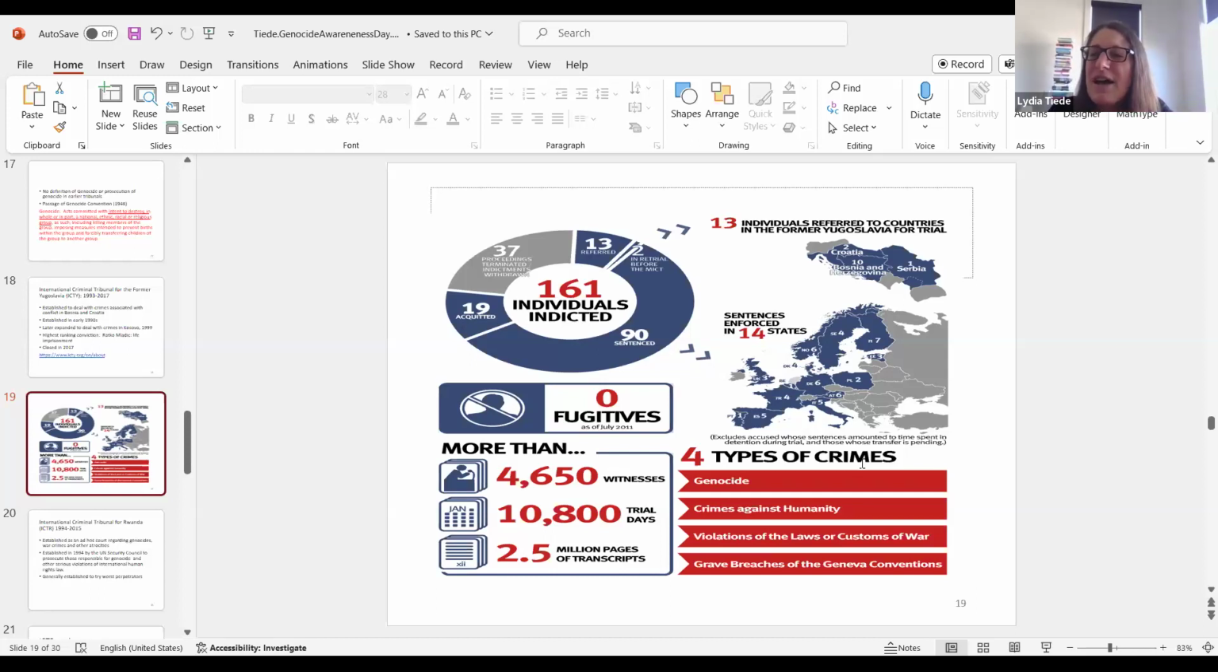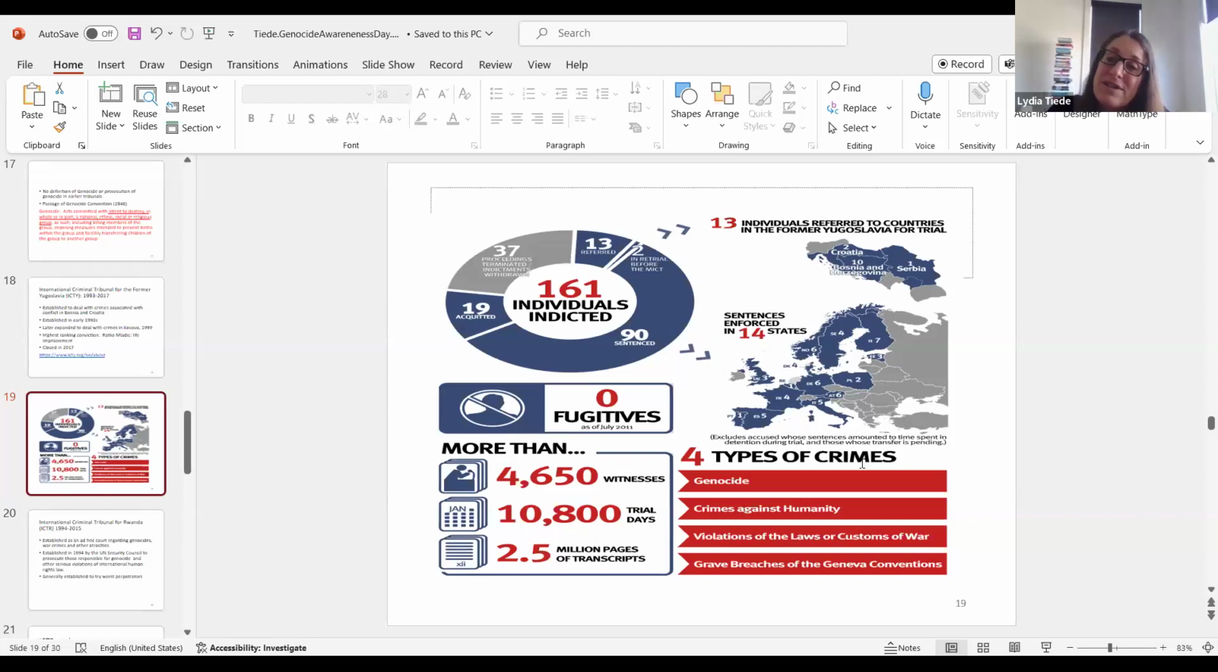So for some, that's not a lot. For others, it is. The crimes as listed here, we have genocide, right? That is a listed crime. Crimes against humanity, violations of law, customs of war, grave breaches of the Geneva Conventions. So again, we've moved away from Nuremberg, and now genocide is actually a crime that's listed. And what else is quite interesting is you have all these witnesses, 10,800 trial days, and 2.5 million pages of transcripts. So that is the record.